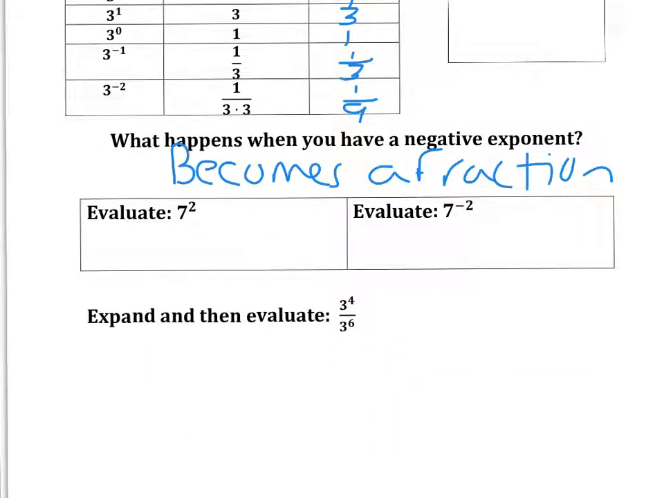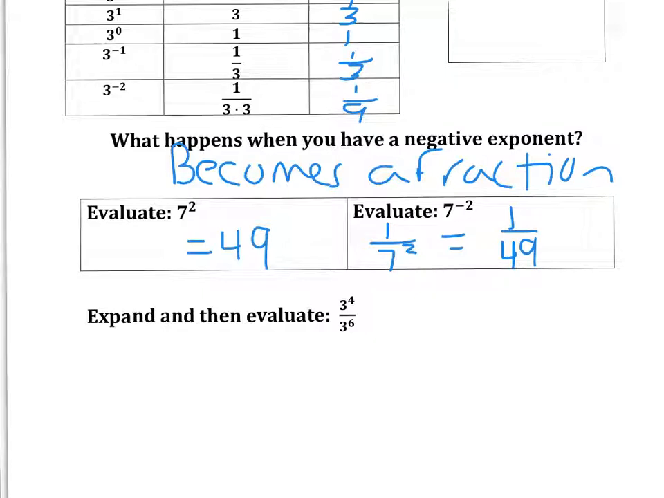So if we take a look at this one, 7 squared, we know that's just 7 times 7, which is 49. But 7 to the negative 2nd power is actually 1 over 7 squared, because the whole power moves to the denominator, the exponent becomes positive, and then you can evaluate it to get 1/49.